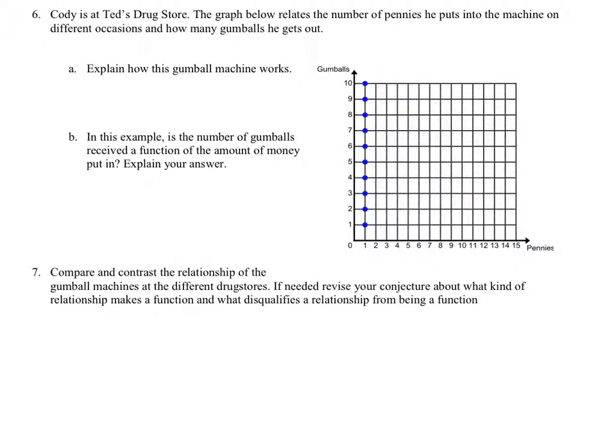Alright, Cody is at Ted's drugstore. The graph below relates the number of pennies he puts into the machine on different occasions and how many gumballs he gets out. How does this machine work? When you put in 1, you get anywhere from 1 to 10 gumballs. That is correct. So do we ever know how many is going to come out? Nope.